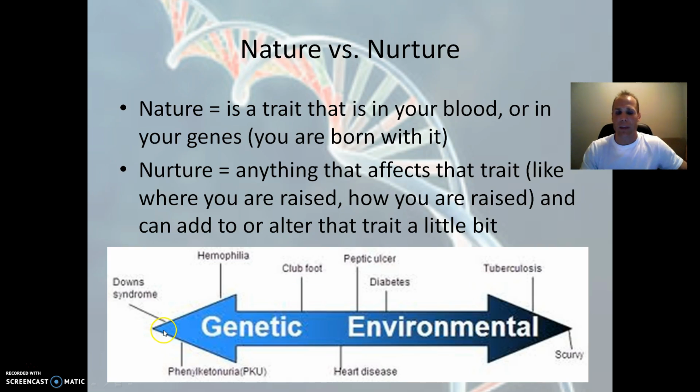That's a genetic problem, and there's nothing you can environmentally do to fix it. PKU, it's a genetic problem, but if you have a really strict diet, you might be able to curb it. Take something over here like scurvy, it has nothing to do with your genes. It's just, do you get enough vitamin C or not? No vitamin C, you are going to get scurvy. As a matter of fact, everything's within this range.